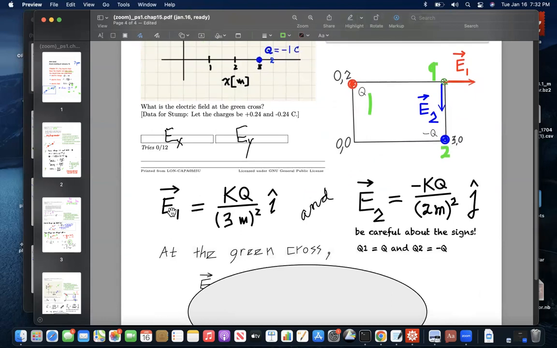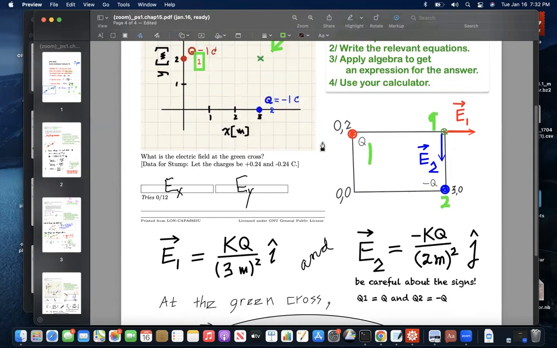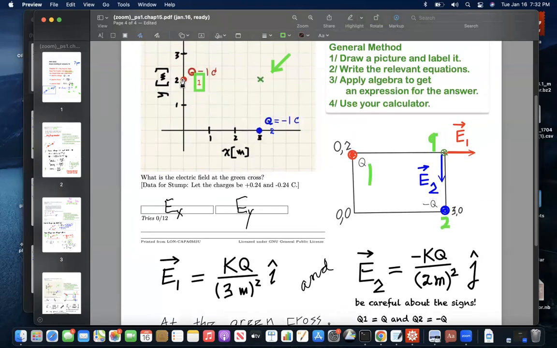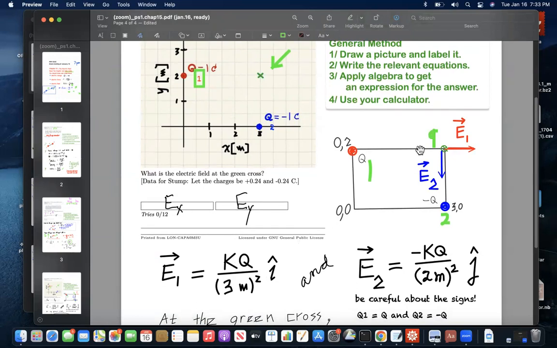The second step is to write the necessary equations. So we should have an equation for E1. It's KQ over R squared. Now R, in this case, is 3 meters. This distance from here to the green cross is 3 meters. 1 meter, 2 meters, 3 meters. So here's KQ over R squared, and the direction is I hat. That's the unit vector in the X direction. And as for E2, it'll be in the negative direction.